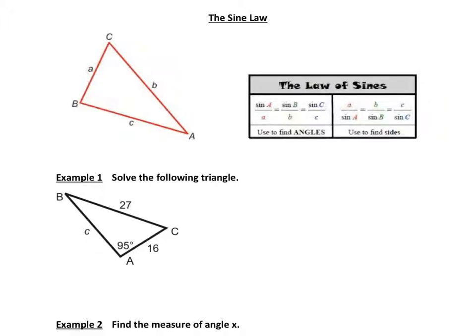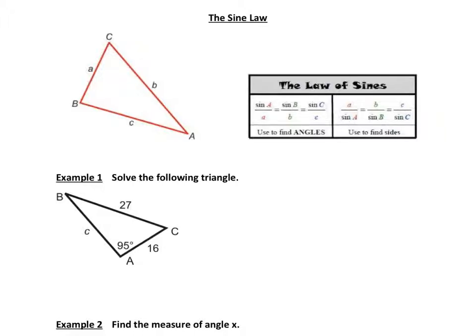The sine law, of course, can be used when you have a non-right triangle in order to find the length of a missing side or the measure of a missing angle. And in order to use the sine law, you first need to be either given or be able to find the measure of one of the angles in your triangle as well as the length of the corresponding side to that angle, the side across from that angle.